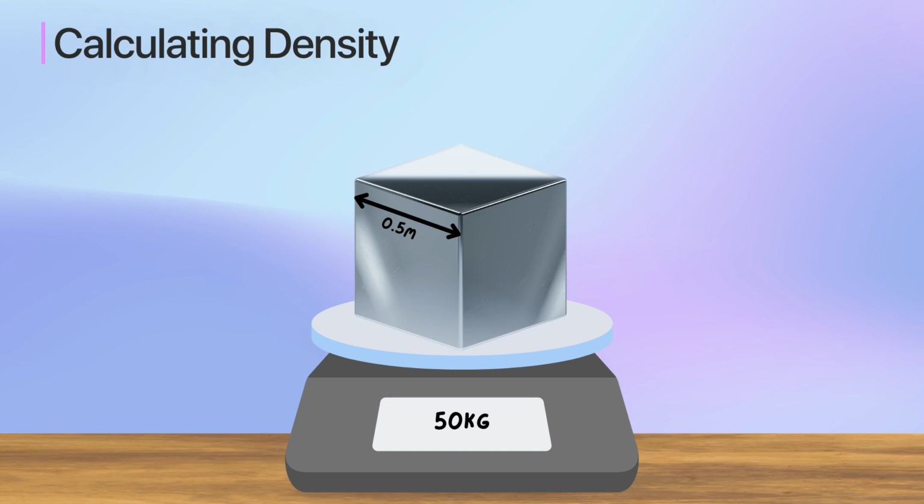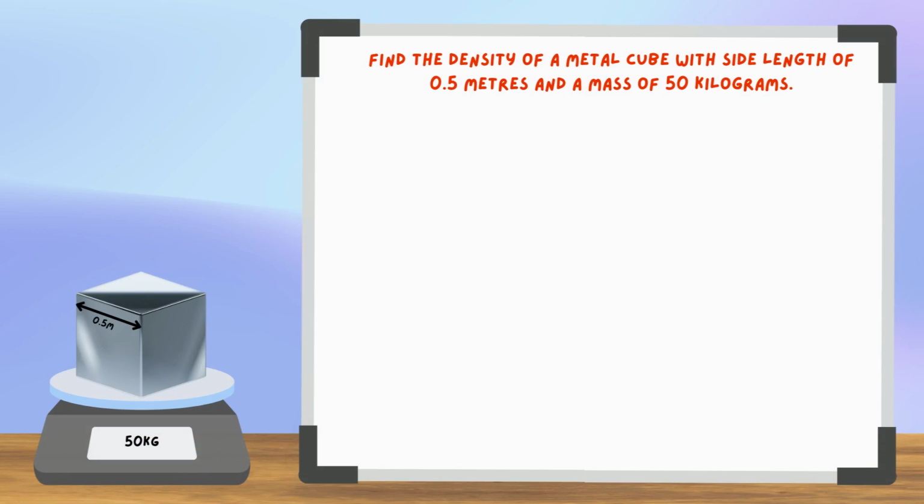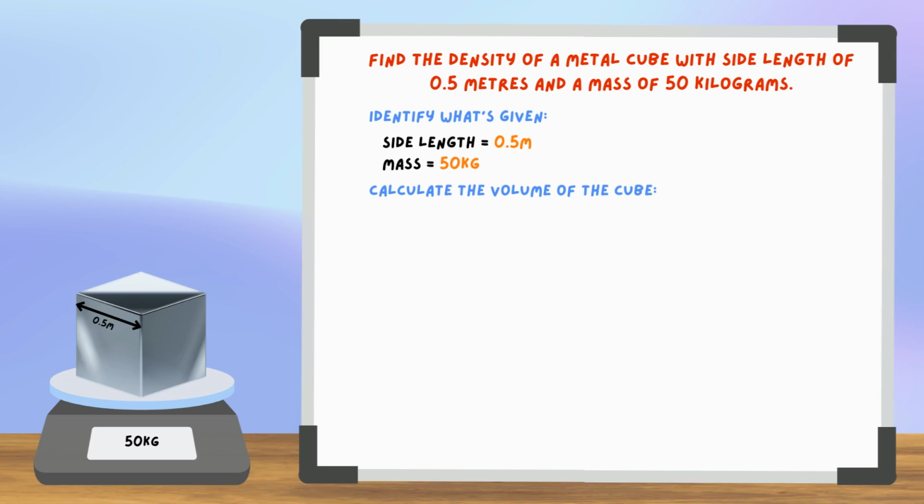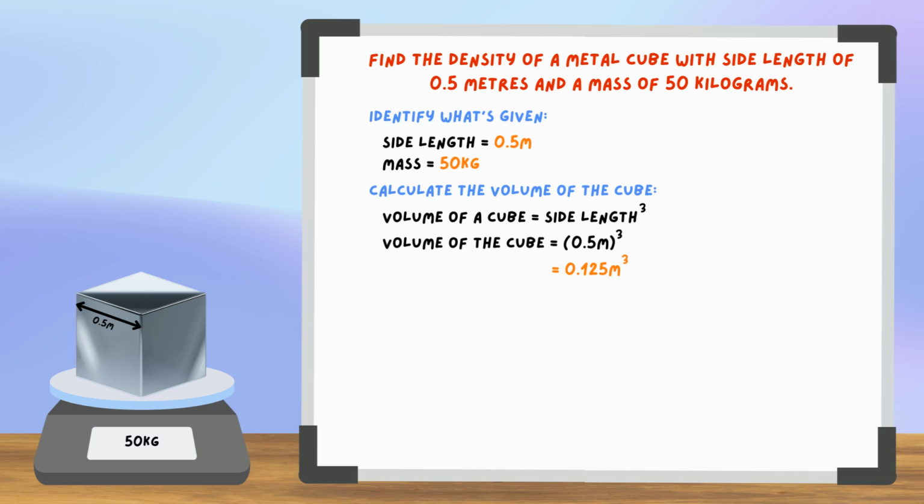Let's now apply what we've learnt to some practice problems. We have a metal cube with a side length of 0.5 meters and a mass of 50 kilograms. We need to find its density. First, we identify the given quantities. The side length of the cube is 0.5 meters, while the mass is 50 kilograms. To calculate the volume of the cube, we use the formula volume equals the side length cubed, which would give us 0.5 cubed. That equals 0.125 cubic meters.